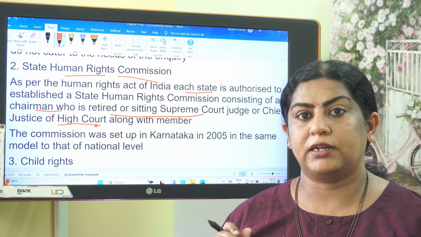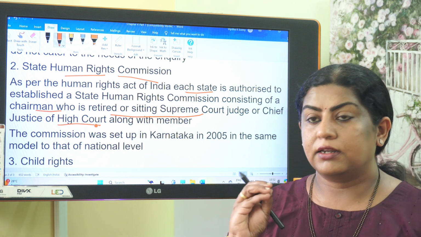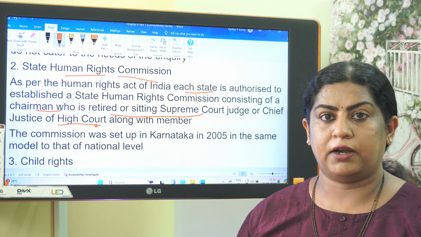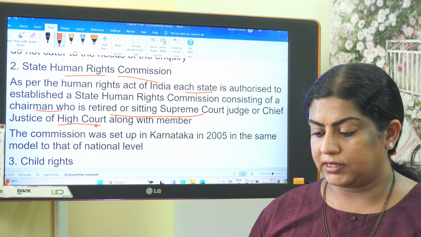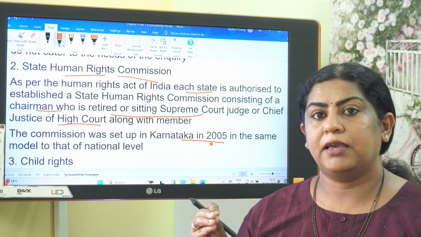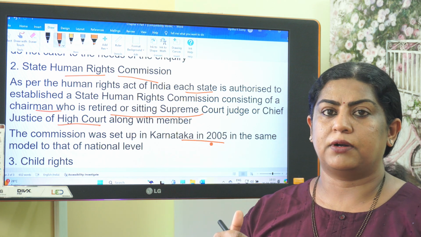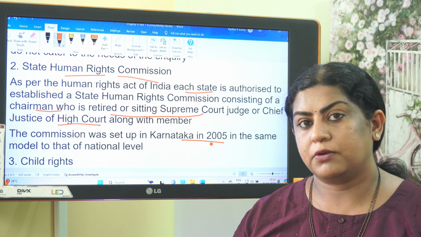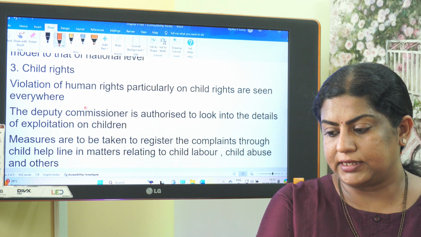And this State Human Rights Commission consists of, first, a chairman. This chairman will be a retired or sitting Supreme Court judge or Chief Justice of High Court. That will be the chair. That person will be the chairman along with the members. The commission was set up in Karnataka in 2005 in the same model as the national level. Same like the National Human Rights Commission, the State Human Rights Commission also will be there, and in Karnataka it was established in 2005.